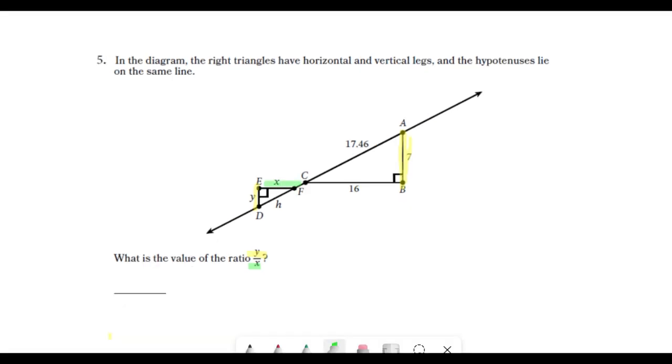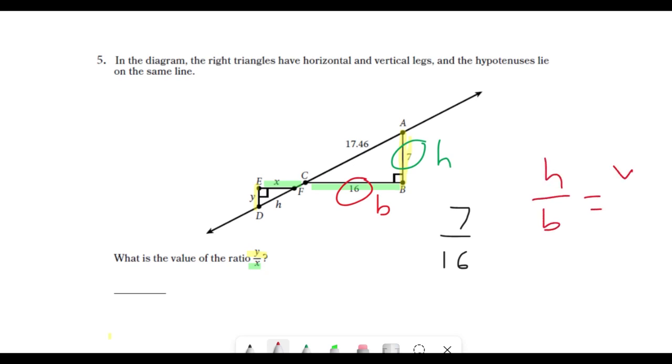So I highlighted them in yellow. We have y and we have 7 in corresponding positions. So that becomes our height, and our base is going to be x, which is 16. And so simply put, our answer is 7 over 16, and we can leave that as it is because it cannot be reduced. So that is our answer. Now again, we just want to make sure that we are looking at the height to base ratio, or the rise over run, as you've learned to call it as well.